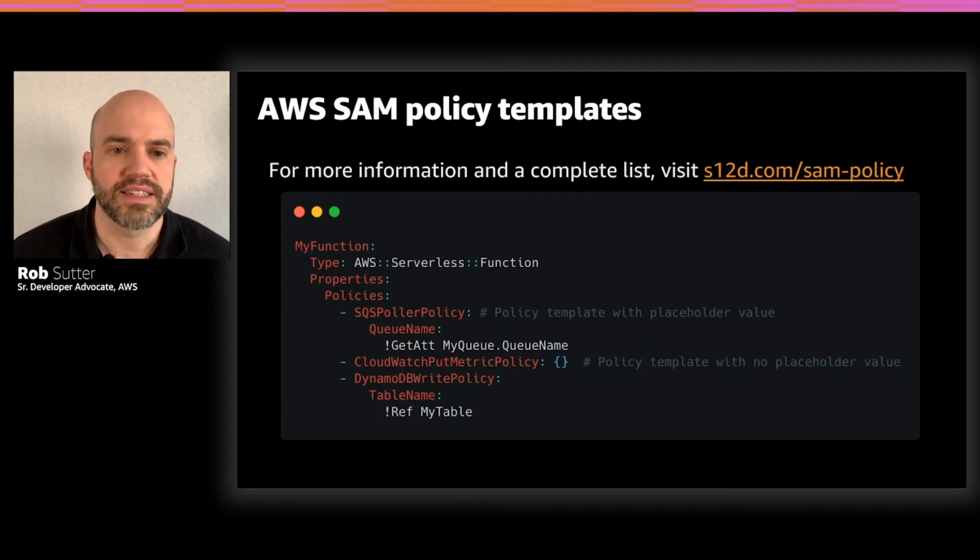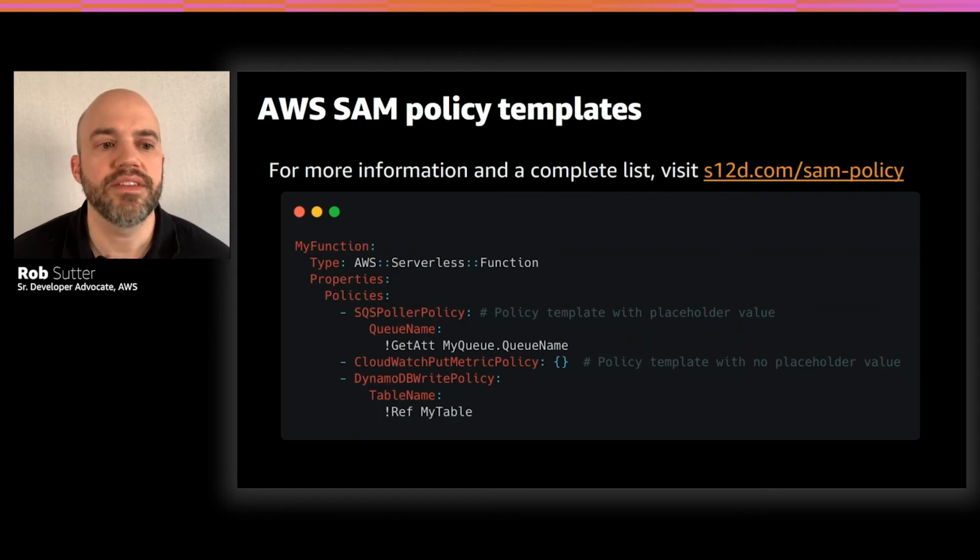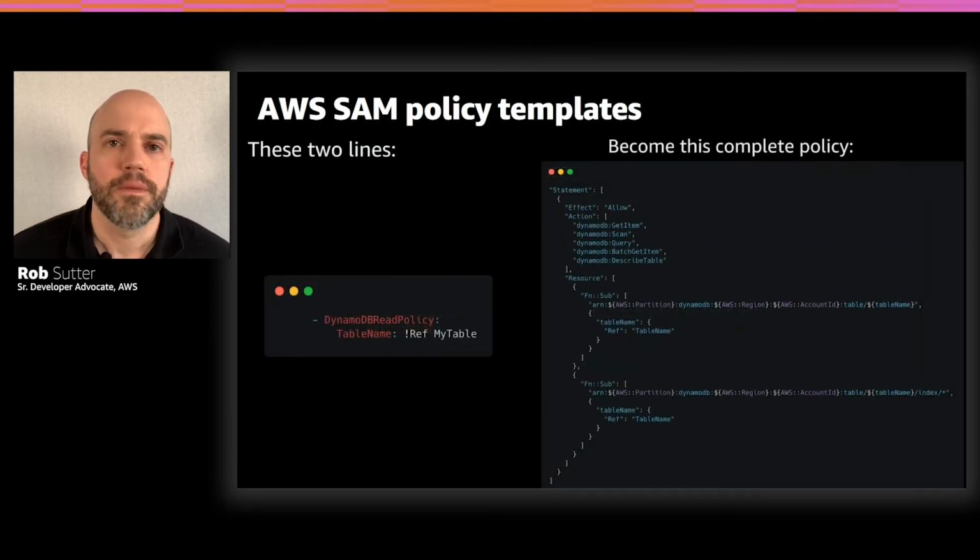You also have policies that require placeholder values. In this slide, the examples are the SQS poller policy, which allows your Lambda function to poll an SQS queue on a regular interval, and the DynamoDB write policy that we explored in a previous slide. The power of these policy templates is their simplicity. They allow these two lines on the left to become this entire correct and tightly scoped IAM policy that you see on the right.